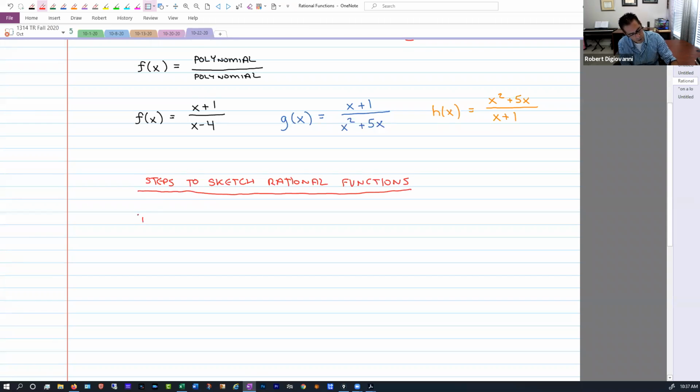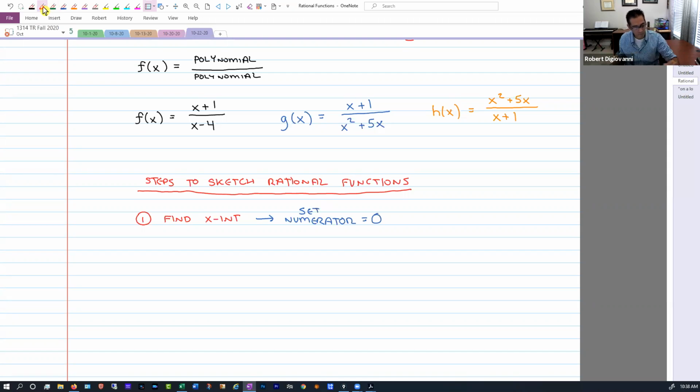The first step is we're going to find what are called the X-intercepts. We've already found X-intercepts before, right? But with rational functions, we only have to do one thing to find the X-intercepts. We just have to set the numerator equal to 0, and we solve. Remember, the numerator is the top. The numerator is the top.